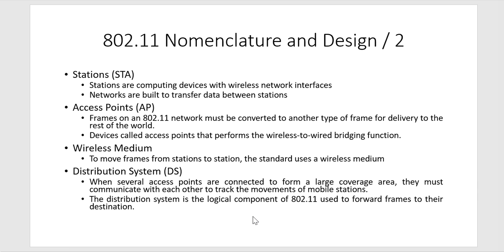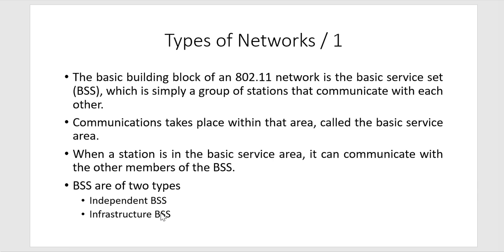Distribution system, that is DS. What happens when several access points are connected to form a large coverage area? They must communicate with each other to track the movements of mobile stations. Suppose there are 5 access points, AP 1, 2, 3, 4, 5. All have to be connected to the same backend. That is nothing but the distribution system. It is a logical component of 802.11 which is used to forward frames to the destination.